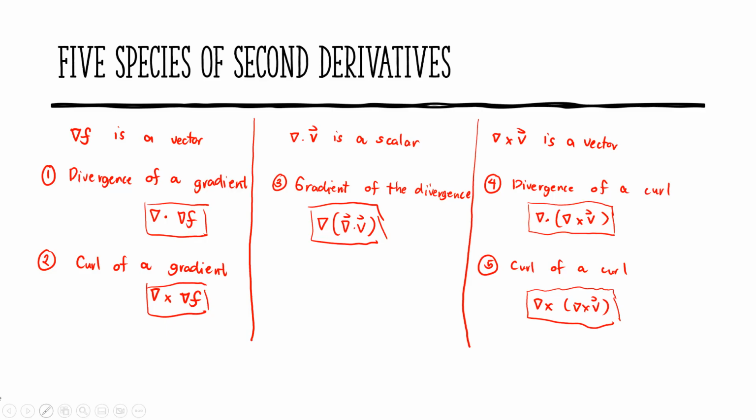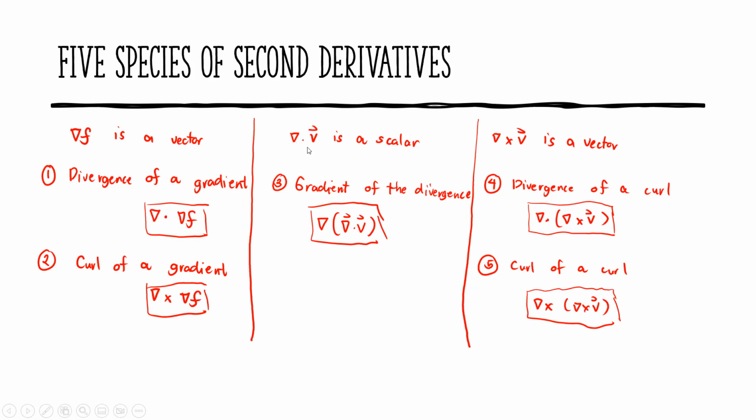So for instance, you have the gradient. The gradient of a scalar function is a vector. Since it is a vector quantity, we can get its divergence as well as its curl. So we have the divergence of a gradient, which can be written as this. And we also have the curl of a gradient, which can be written as this one.